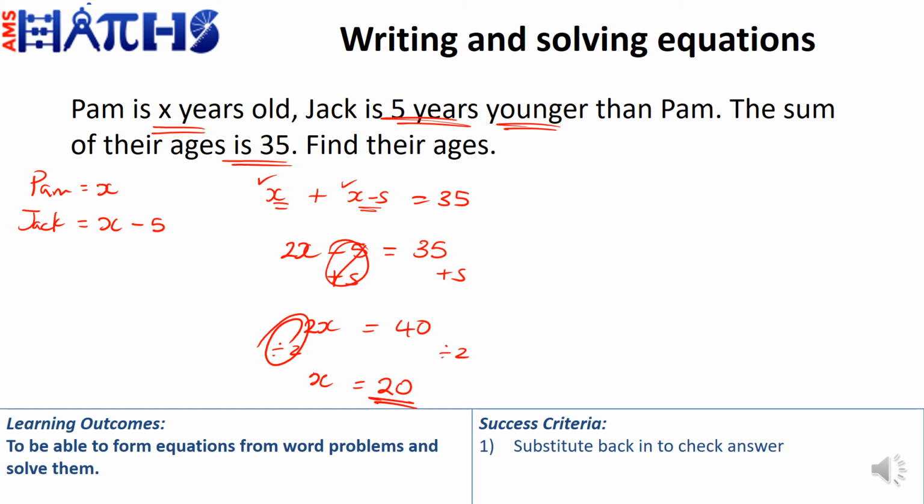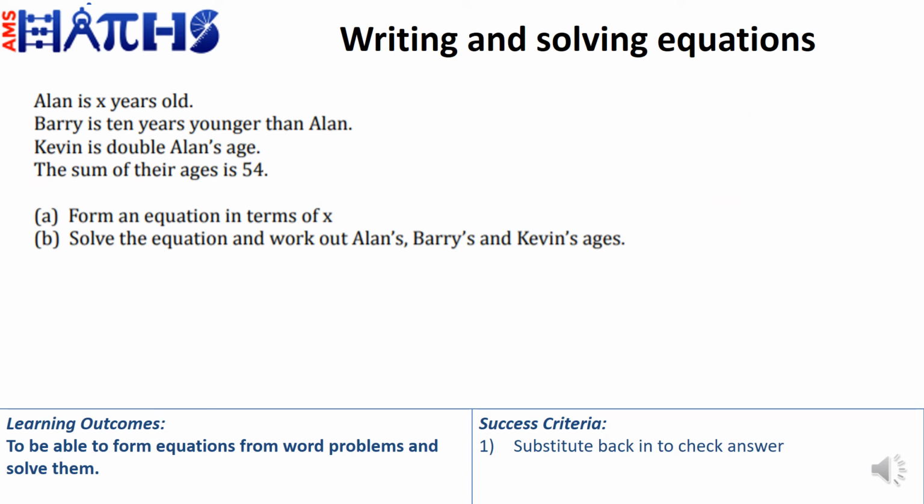So x represents Pam's age. So Pam is 20 years old, and Jack is 5 years younger, so it's Pam's age minus 5, which is equal to 15 years old. Now if we add 20 and 15, we get 35, which was the total of their ages in the question, so we know we have calculated properly. Here is a bit of an extension now. So we have been looking at 2 people's ages.